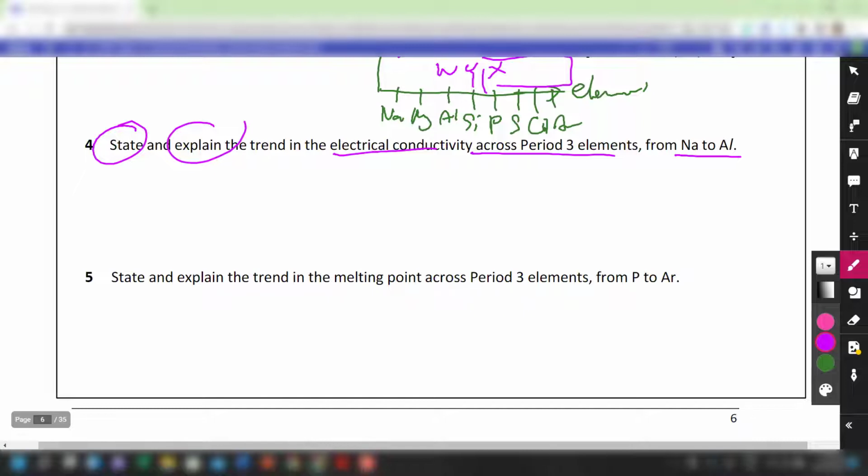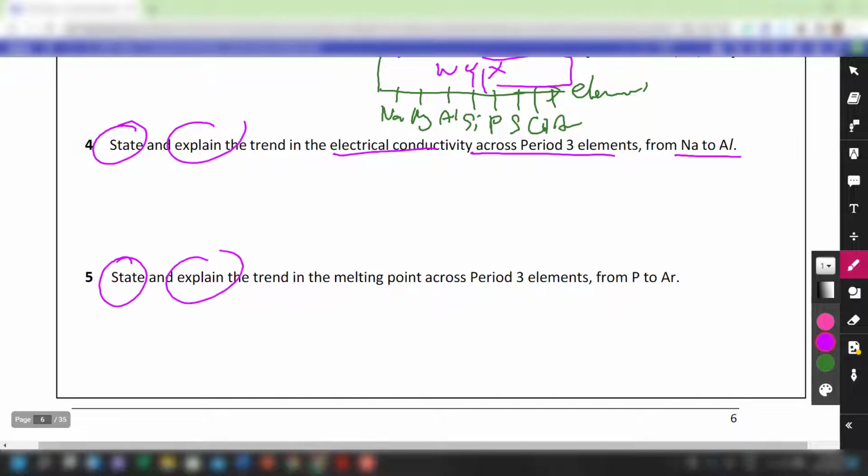And the reason why it is not a linear increase is outside the scope of the H2 curriculum. So if you're interested, you can read more about it. Okay, it has got to do with the lattice structure as well. Okay, then next question 5.